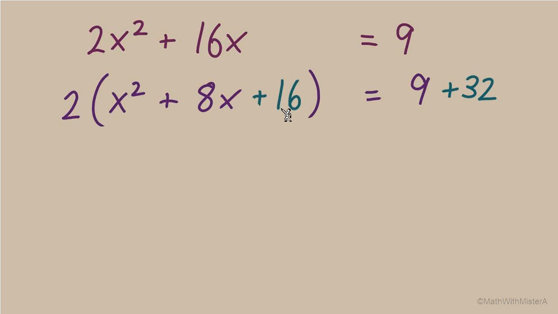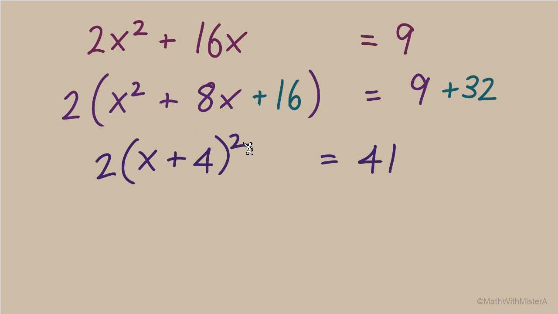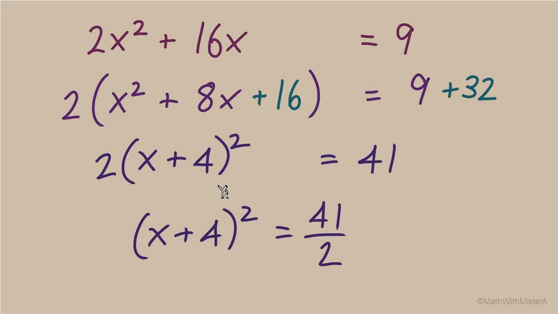Okay, so the 16 is needed to make a perfect square trinomial, but because we have factored out this 2, it means that to balance it, we would truly need a 32 on the right side. The rest of this problem will be pretty similar to what we were doing with our last example. I would write the perfect square trinomial in factored form, x plus 4 squared, and the next thing we'll do is divide this coefficient out. So in this case, I have x plus 4 squared equals 41 over 2.